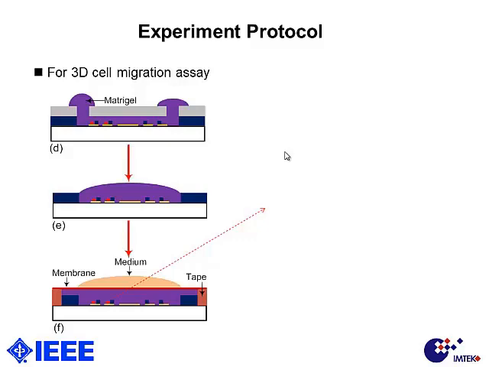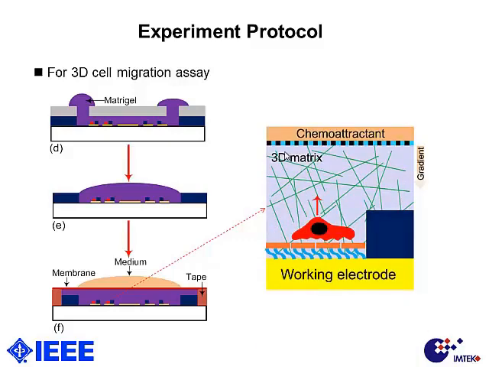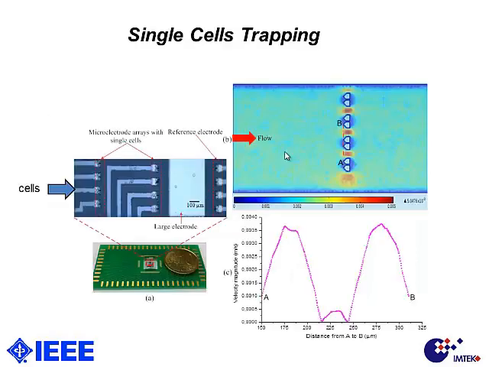chemoattractant inside. By this step, a gradient forms from top to bottom, and the cell will be attracted by this gradient. We expect that the cell will move up toward the chemoattractant from the working electrode, moving in the Z direction. And here I would like to present some results.